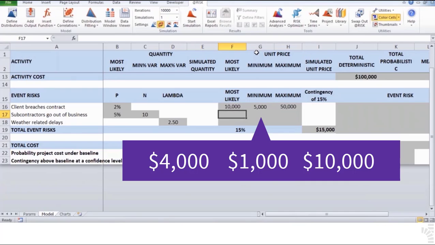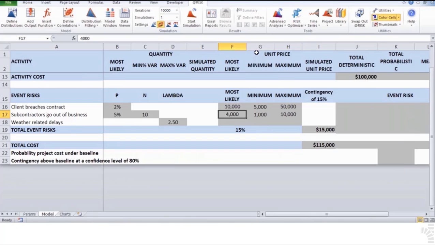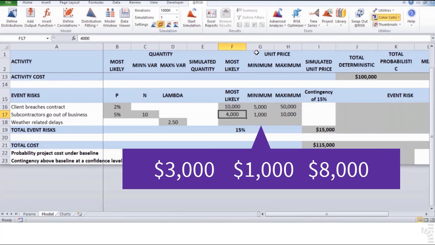10. On cells F17, G17, and H17, fill in respectively with $4,000, $1,000, and $10,000, the most likely, minimum and maximum values for the severity of the risk of each subcontractor going out of business. On cells F18, G18, and H18, fill in respectively with $3,000, $1,000, and $8,000, the most likely, minimum and maximum values for the severity of the risk of weather-related delays.